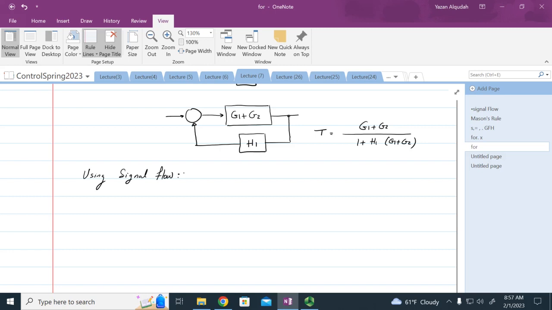Can we see the original drawing? The original, the first one. Okay.